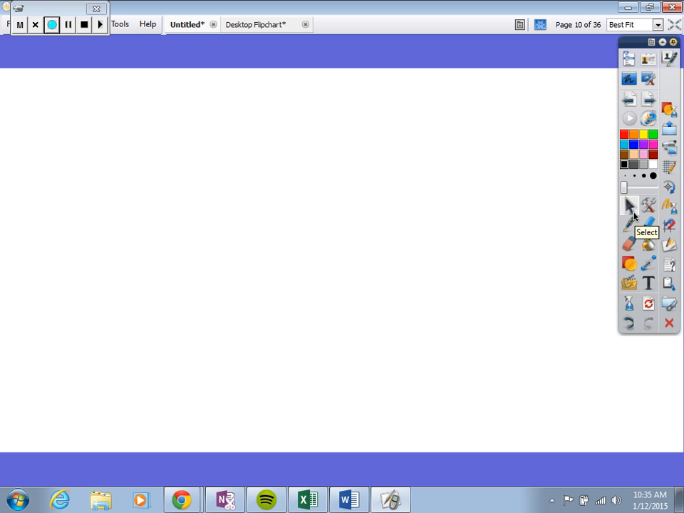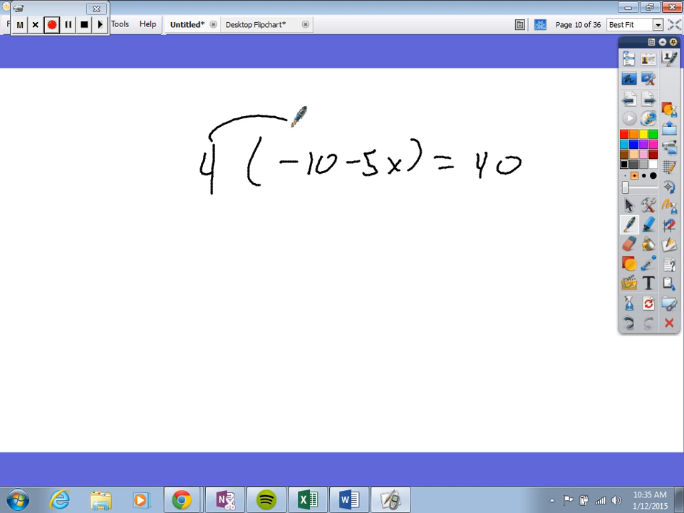Number 10 says, solve for x: 4 times (-10 minus 5x) is equal to 40. So the first thing we're going to do is distribute the 4 into the parentheses. 4 times -10 is -40. 4 times -5x is -20x. So -40 minus 20x is equal to 40.